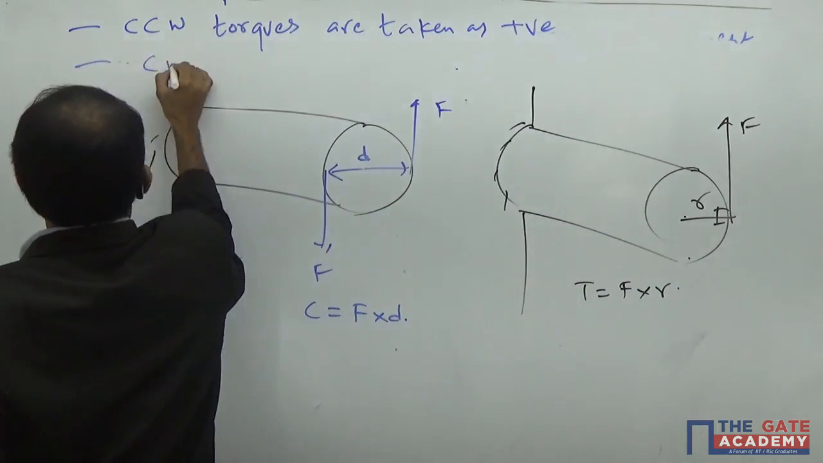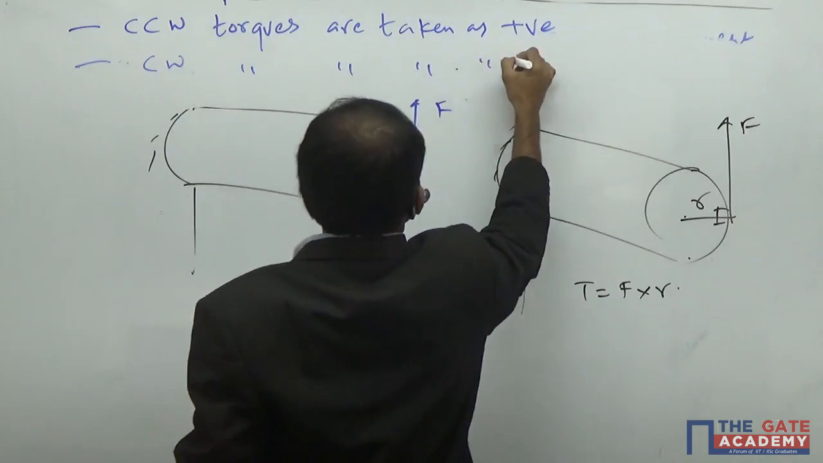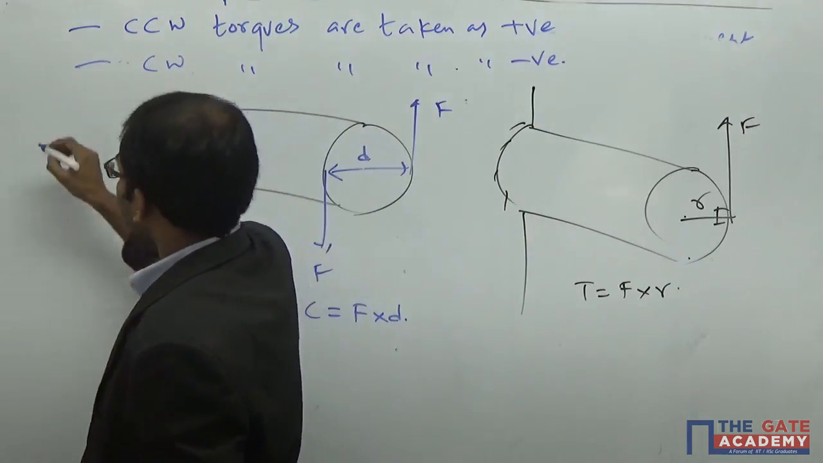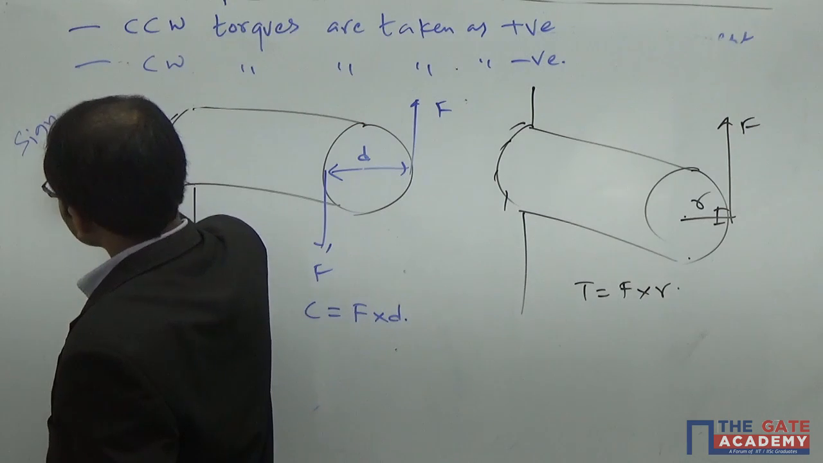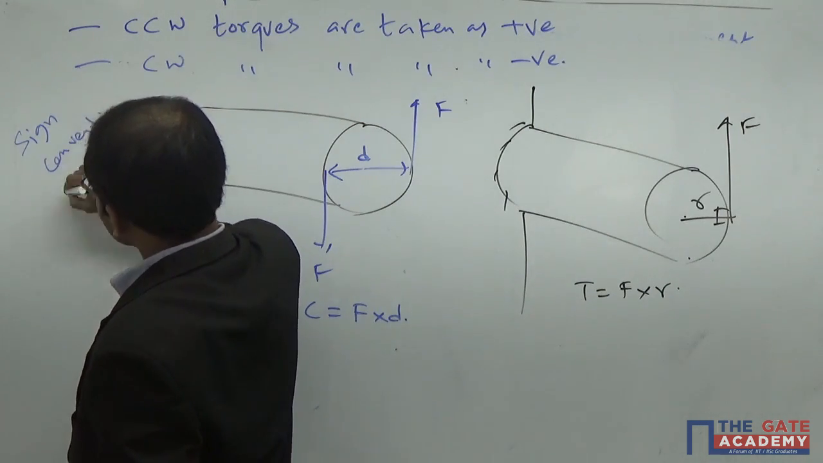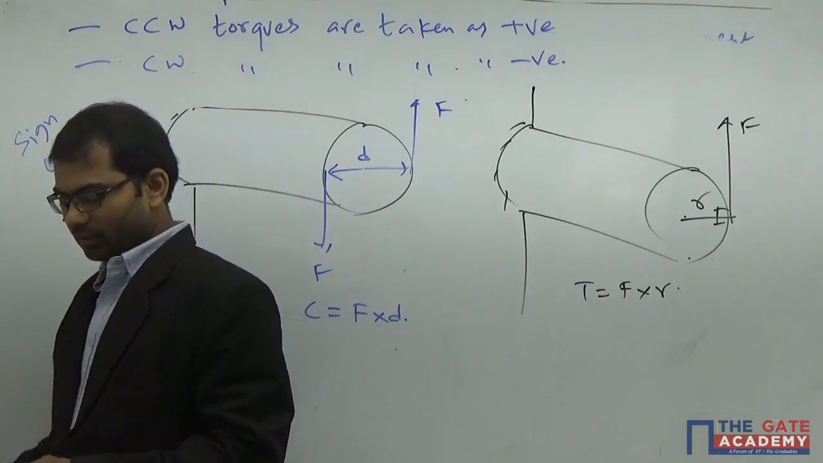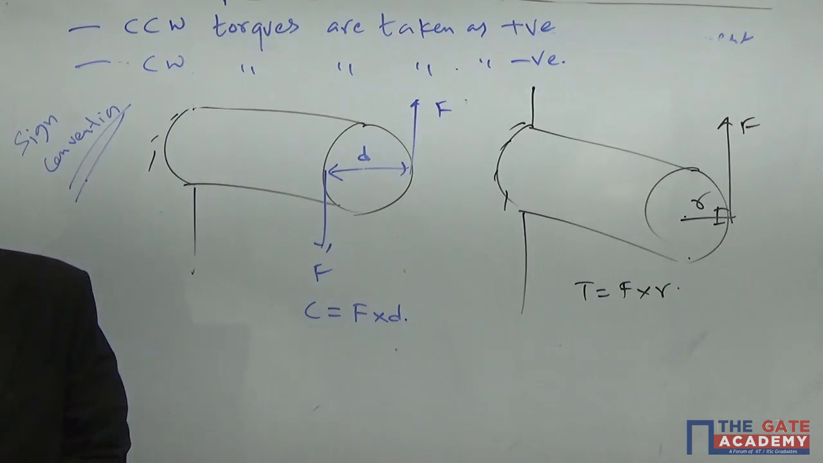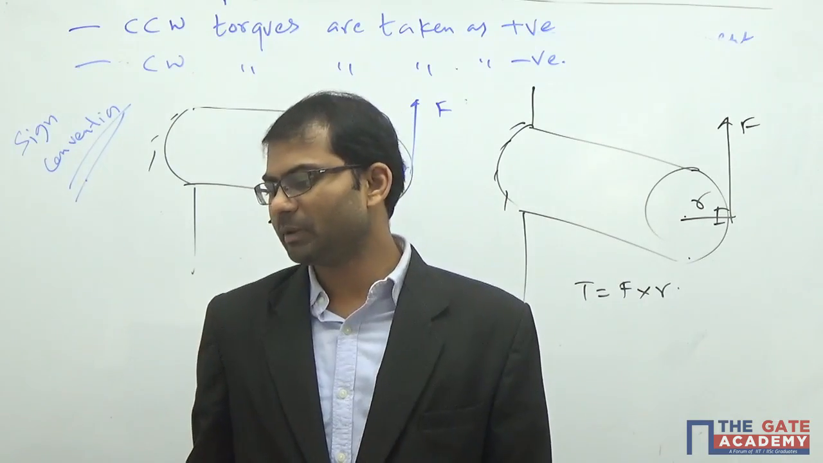and clockwise negative. This is the sign convention here. Understand? Okay, clear? So we'll go with the remaining part of the torsion topic.